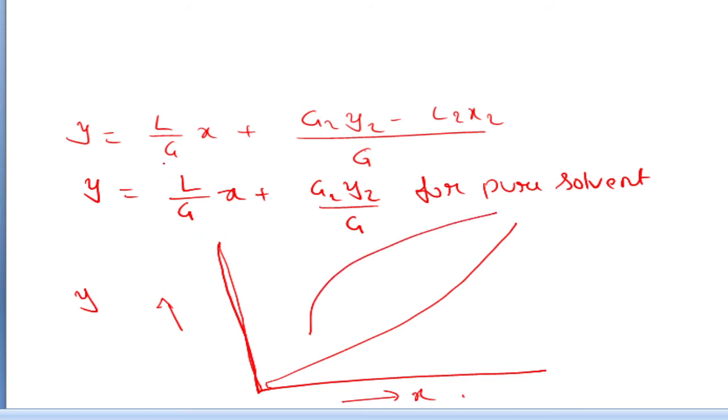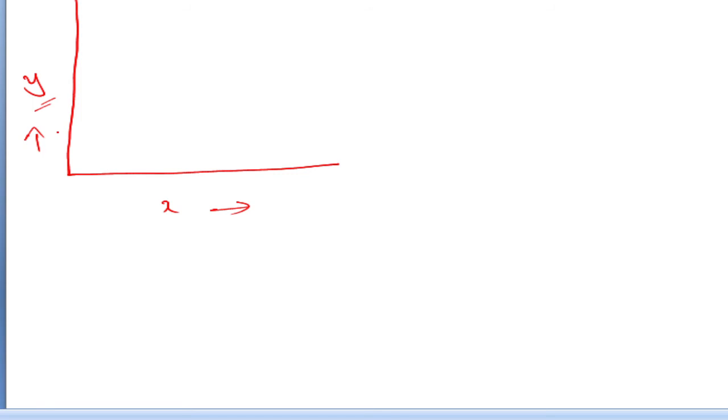because these are not constant. So the L by G value keeps on changing throughout the column. Again I am telling, you have this equilibrium data y versus x. So you know x is the mole fraction of component A, the solute, in the liquid phase, and y is the mole fraction of solute in the gaseous phase.